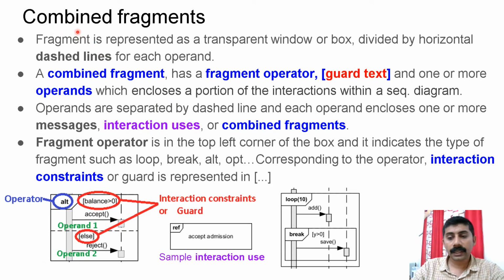Next concept in sequence diagram is the combined fragments. This combined fragment is used to represent the iterations and branching in the sequence diagram. A fragment is represented as a transparent window or box divided by a horizontal dashed line for each operand. A combined fragment has a fragment operator, a guard text, and one or more operands.